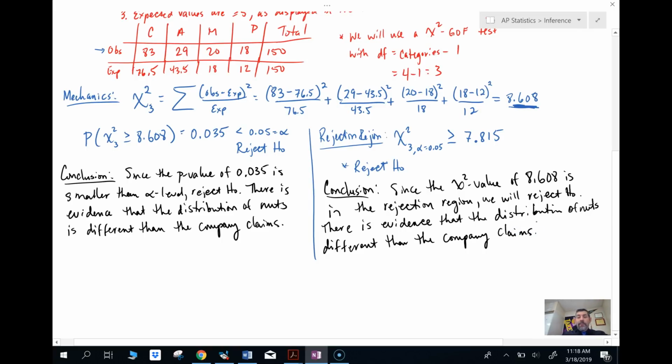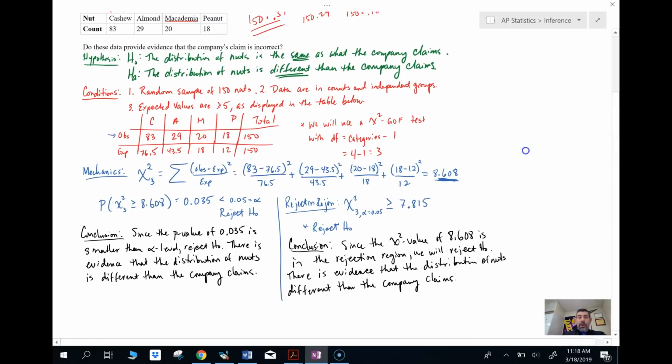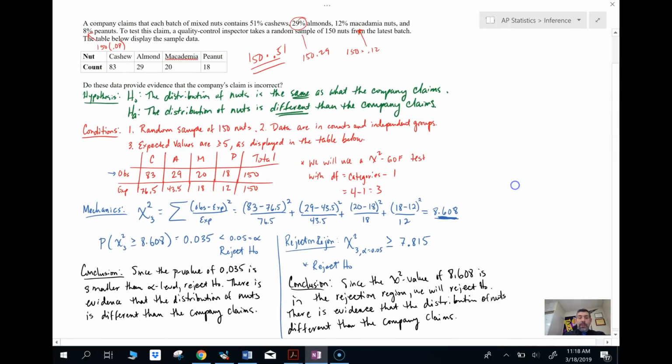Okay, anyway, this is a full-on chi-squared goodness of fit test. There you go, guys. That's all there is to it. I know it took me 15 minutes to go through that, but I gave you a step-by-step procedure.